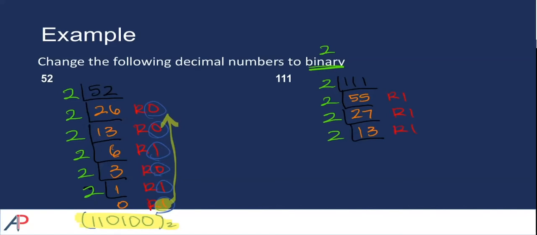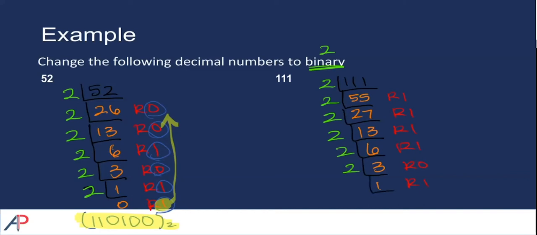we would get 6 with a remainder of 1. 6 is still not 0, so we're going to go ahead and divide this by 2 again. And we would get 3 with a remainder of 0. The 3 we're going to divide by 2 again, because 3 is still not 0. So we get 1 with a remainder of 1.